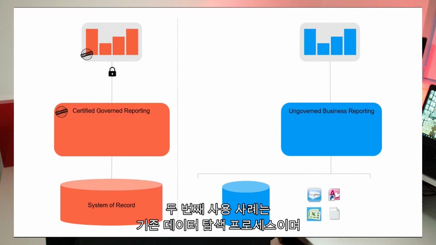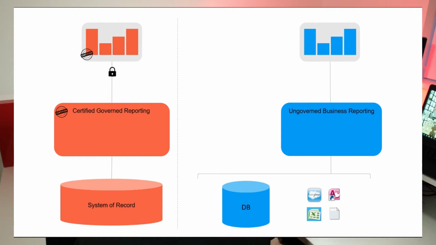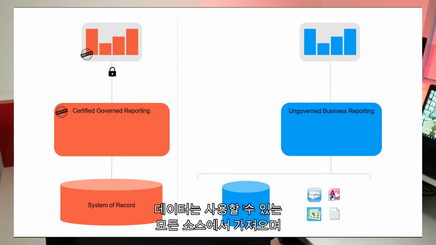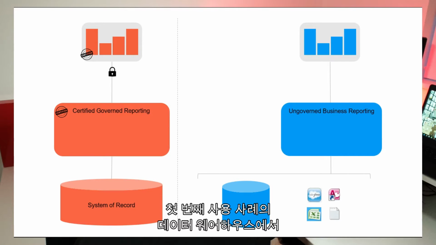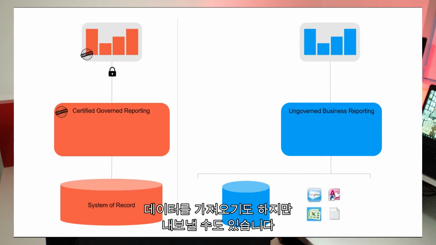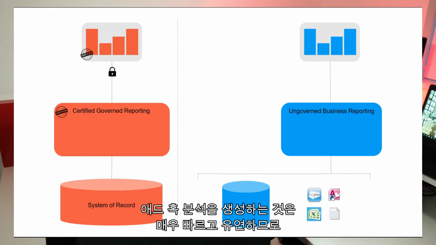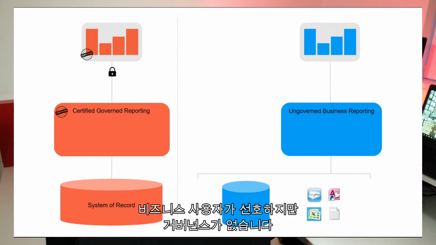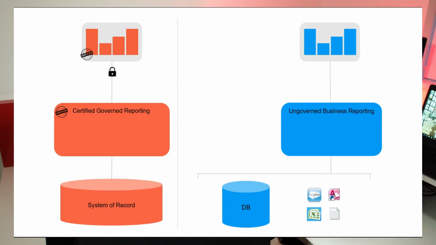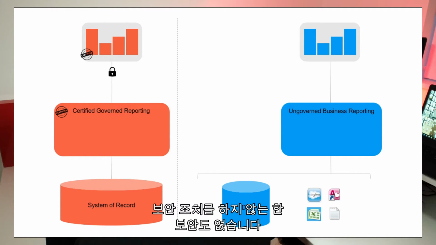The second use case is the traditional data discovery process, which is normally business-led. Data is from whatever source is available. It could even have data from the data warehouse from the first use case, but tends to be exported. Therefore, data governance is lost. It's very fast and flexible to create ad hoc analysis, which is why business users love it, but there is no governance. The calculations could be different in different dashboards, and there's no security as well, unless every dashboard is secured by that dashboard creator.